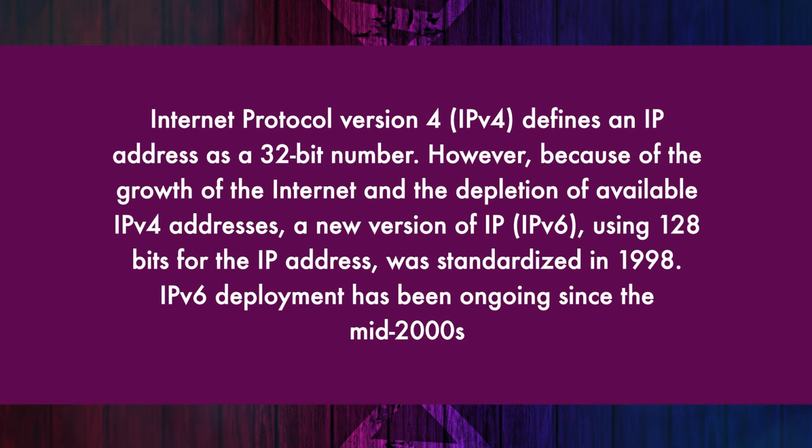However, because of the growth of the internet and the depletion of available IPv4 addresses, a new version of IP came up, which is called IPv6, and it uses 128 bits for the IP address. It was standardized in 1998, so it's already in place. IPv6 deployment has been ongoing since the mid 2000s, so it's a widely used internet protocol now.